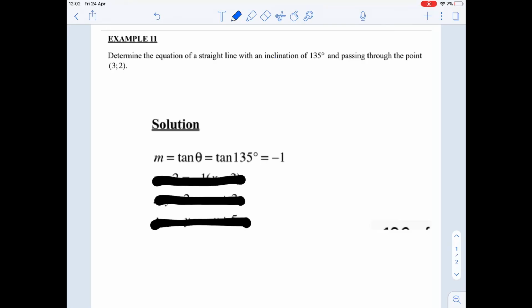Okay, so here we go. This is our last example for today. We've got example 11. Determine the equation of a straight line with an inclination of 135 degrees and passing through the point (3, 2). Now this time, we don't have to look for the inclination, we have it. It's 135 degrees, but we're looking for the equation of the straight line, and we have a point that it passes through. So as soon as you have a point that it passes through, you have a possible x and a y that we can substitute into some equation.